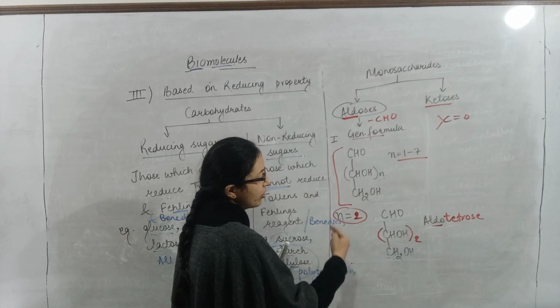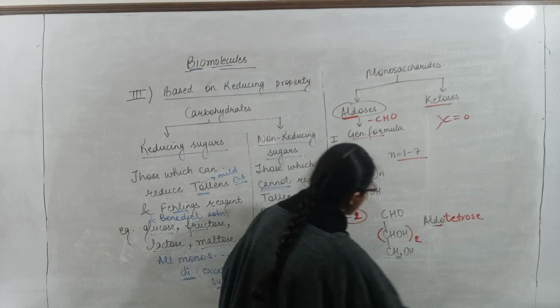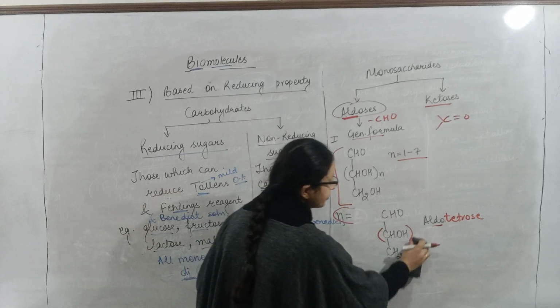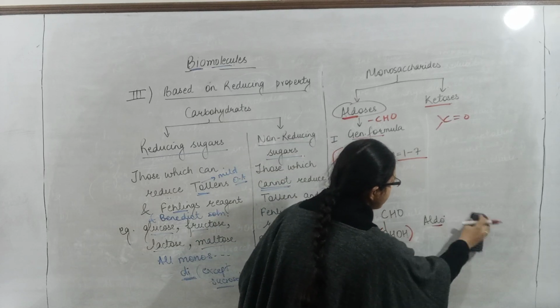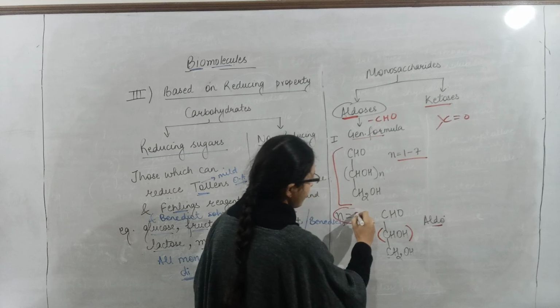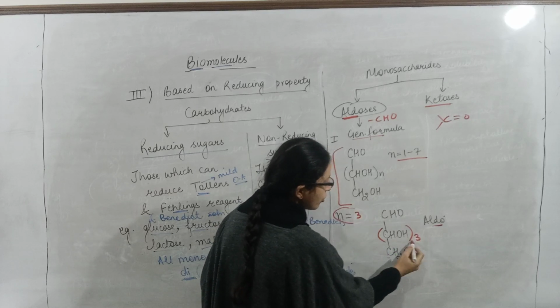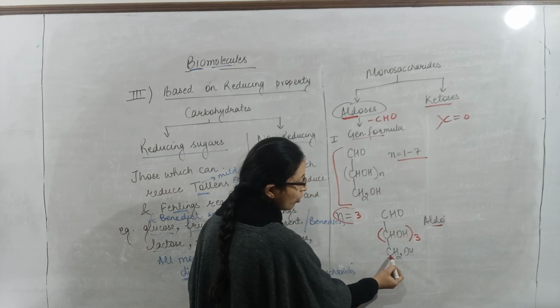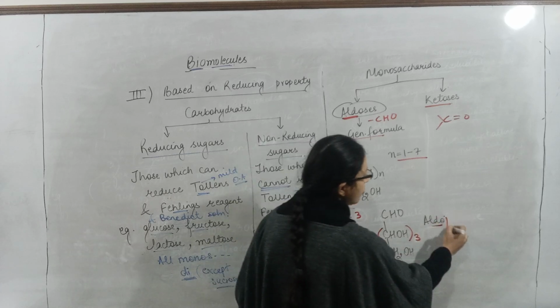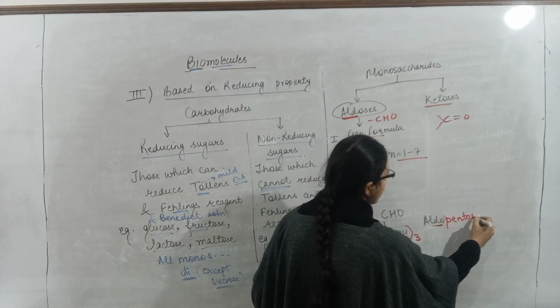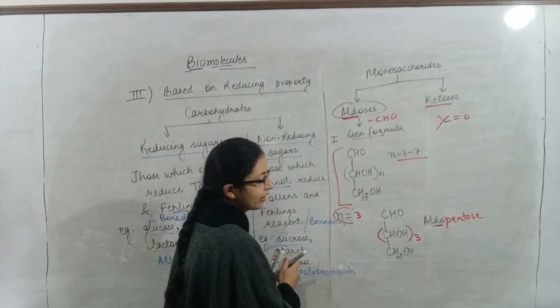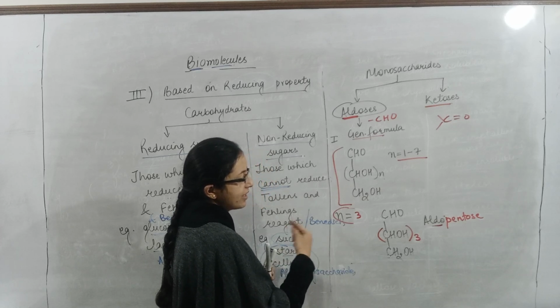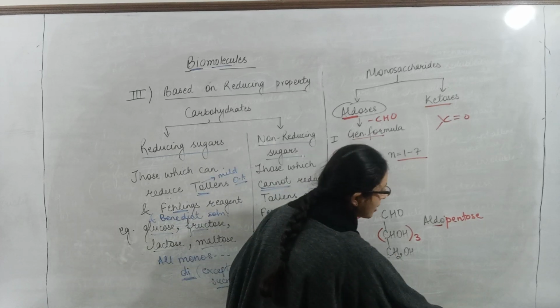So just keep on increasing the number of carbon atoms. So if N is 3, then the total number will be 3 carbons here and 2 more, 5. So aldopentose, right? So likewise, we'll increase the number of carbon atoms.